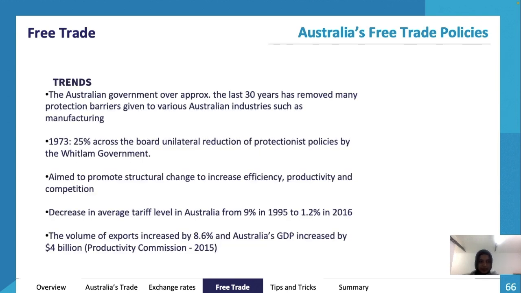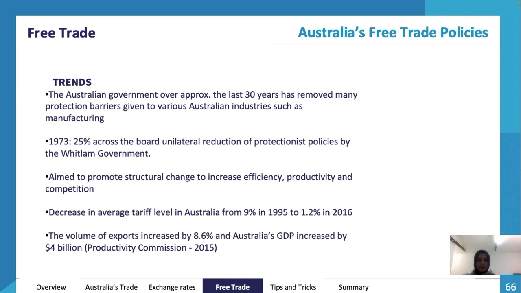All right, so trends. The Australian government, over approximately the last 30 years, has removed many protection barriers that were basically given to Australian industries and manufacturers. And so now those protection barriers are gone. So there's no real artificial advantage that is prominent in the economy for local producers.